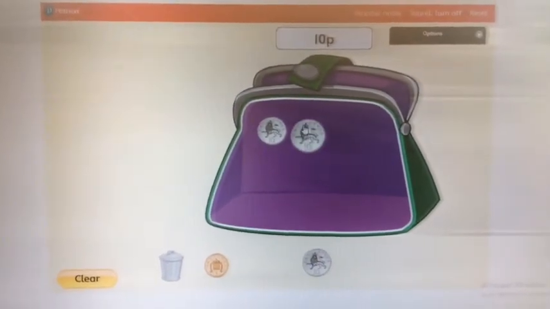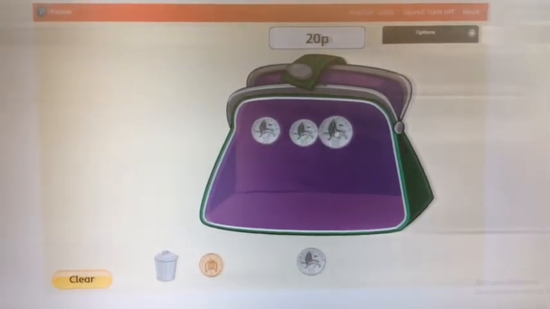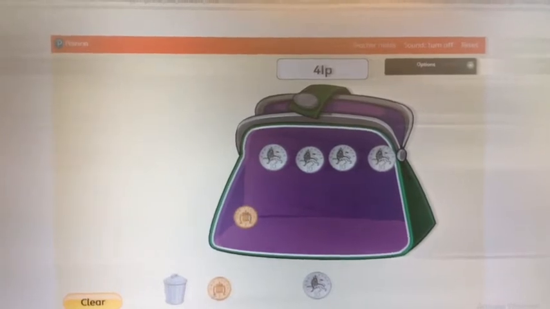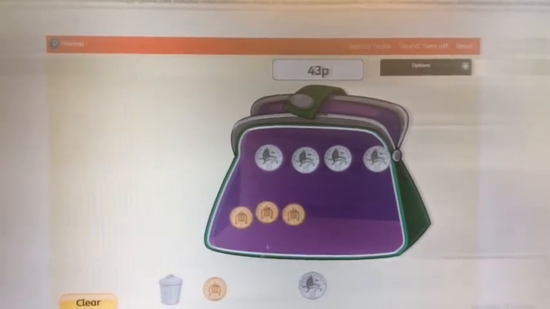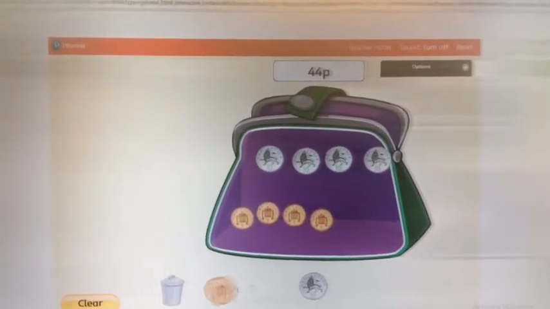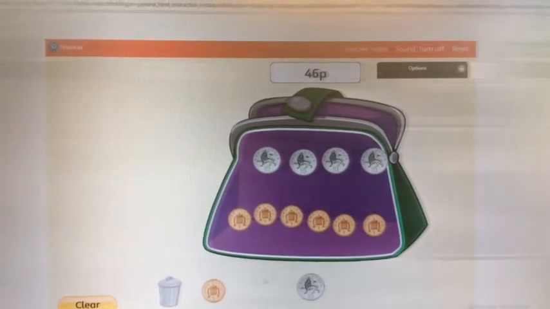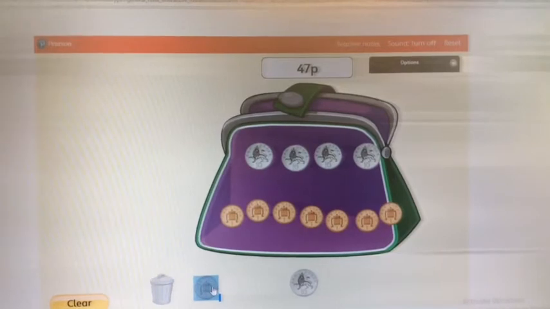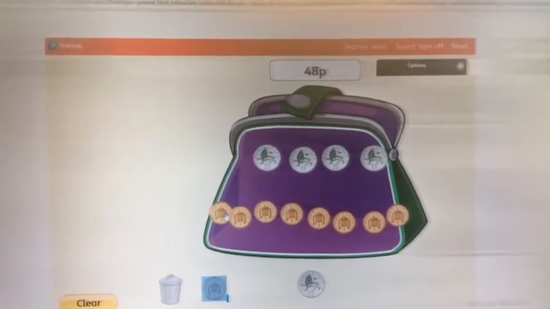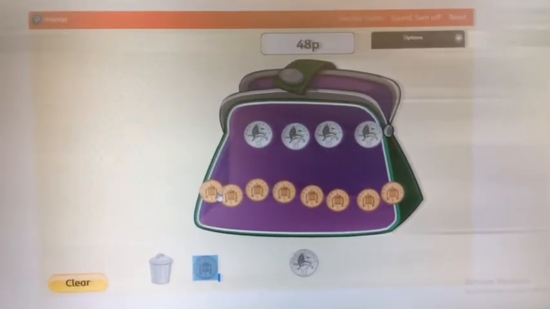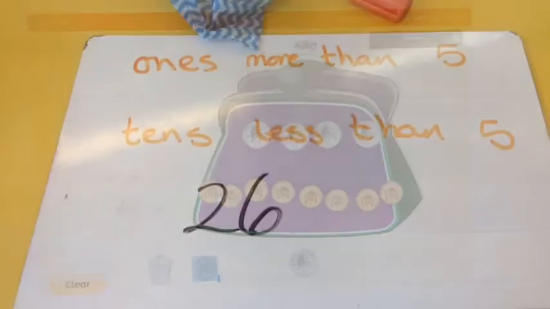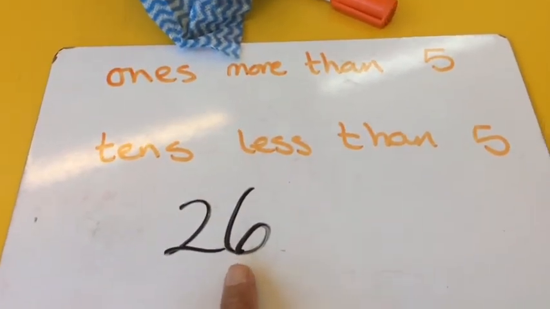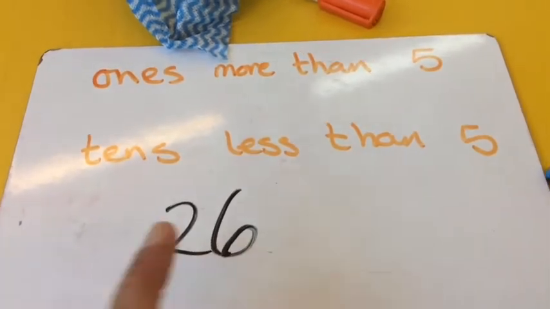10, 20, 30, 40. And then the 8. 1, 2, 3, 4, 5, 6, 7, 8. 48p. Now let's think of another number that fits those rules. How about 26? The ones are more than 5 and the tens are less than 5.